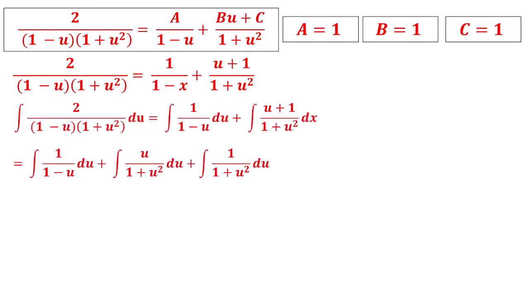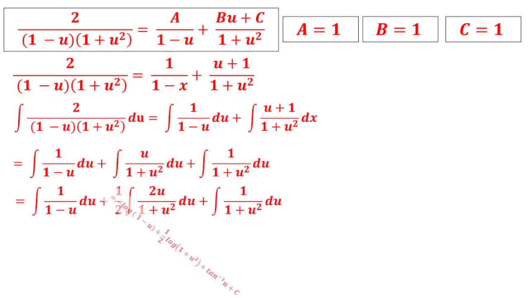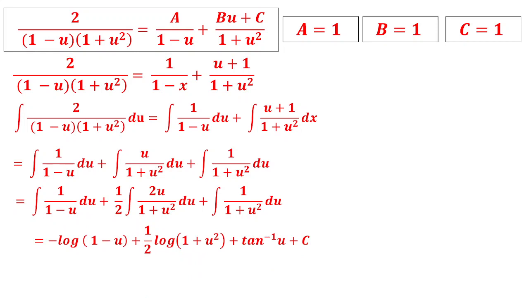Now you are getting it as the integral of 1 upon 1 minus u du plus the integral of (u plus 1) by (1 plus u square) du. When you integrate, the integration of the first one, 1 by 1 minus u, is minus log of 1 minus u. For (u plus 1) by (1 plus u square), we have split it into two integrals, u upon 1 plus u square and 1 upon 1 plus u square. In the first integral we have multiplied and divided by 2 so that the numerator becomes the differentiation of the denominator. Therefore, the second integral will become half into log of 1 plus u square. The third integral will become tan inverse of u.